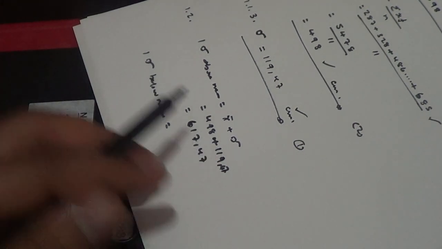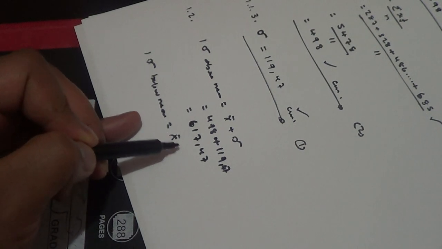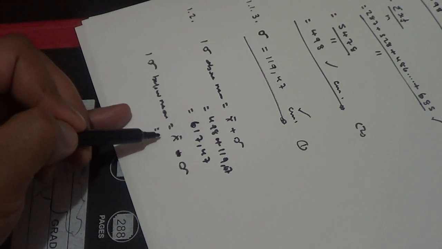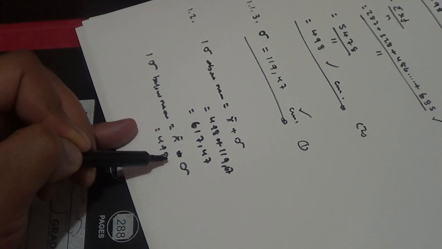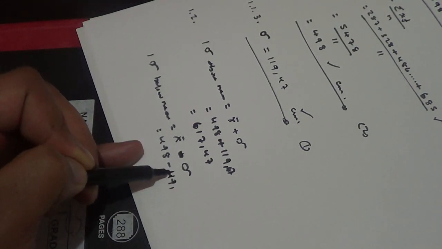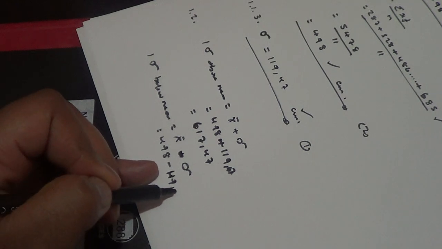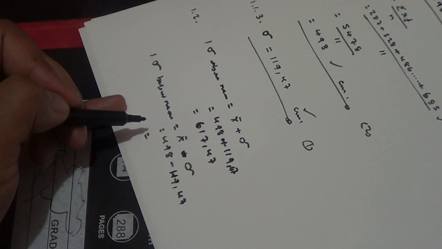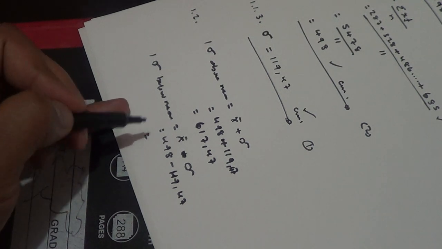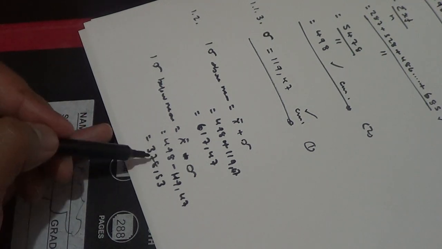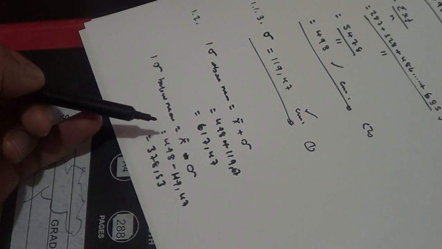And then again, one standard deviation below the mean is going to be our mean here, minus the standard deviation, okay? So which is going to be 498 minus 119-ish. And as it turns out, I'm going to put 119.47. So let's go 498 minus 119.47. I'm getting 378.53. Of course, to no decimal place is 379, right?